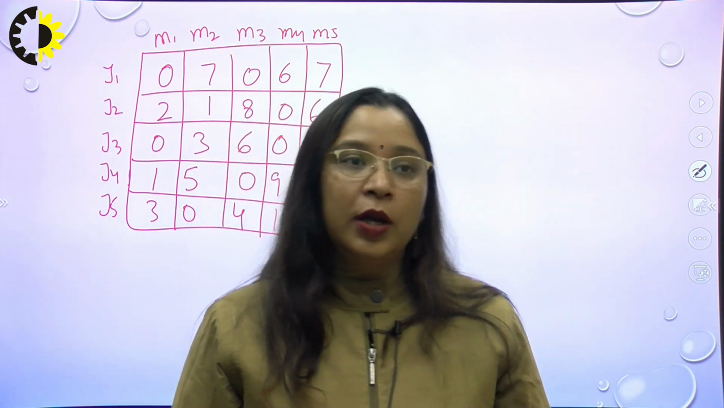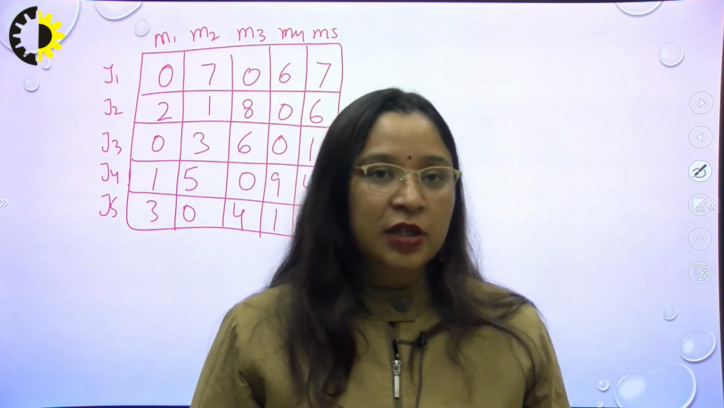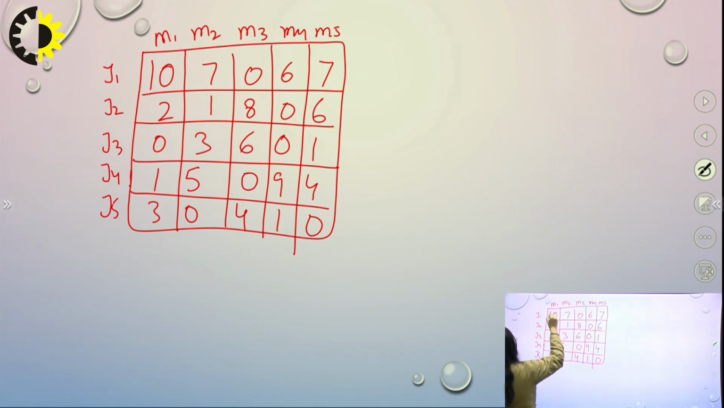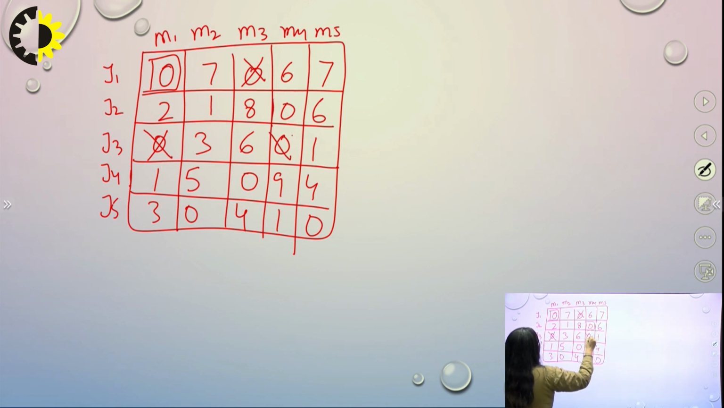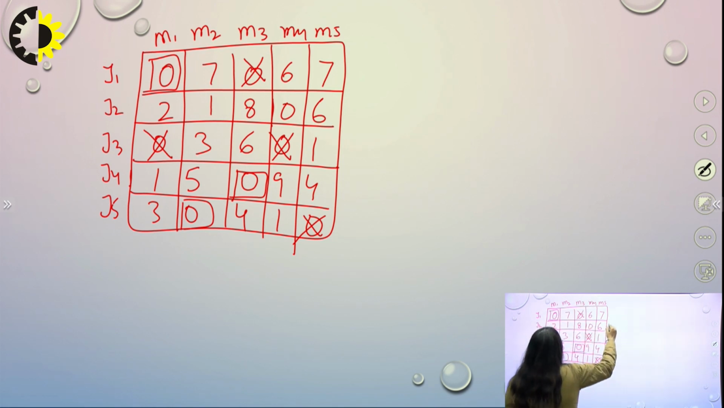So here we will do allocation again. We will see whether each and every job has been allocated to machine 1 or 2. So here we can see, for example, here we take J1, this will be cancelled and this will be cancelled. J2, this will be cancelled. J3, still one job is left. That means further minimization is required. What we will do, we will mark this.